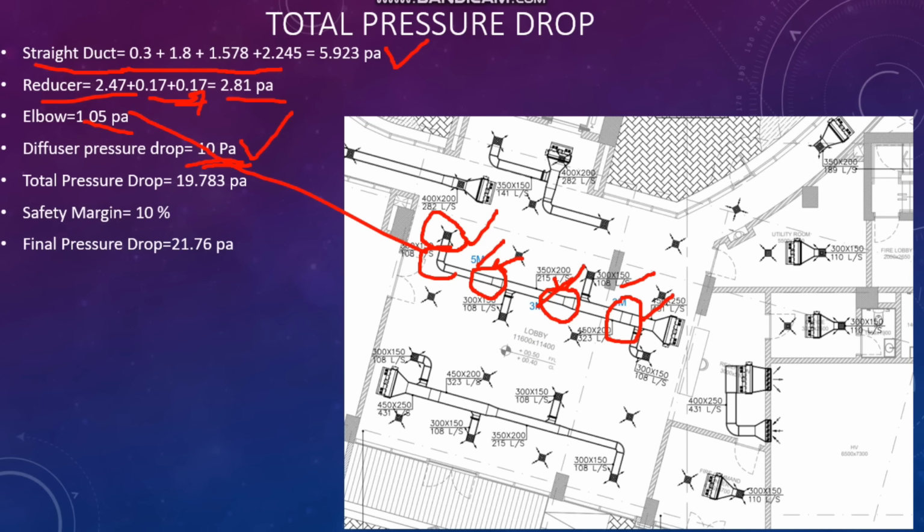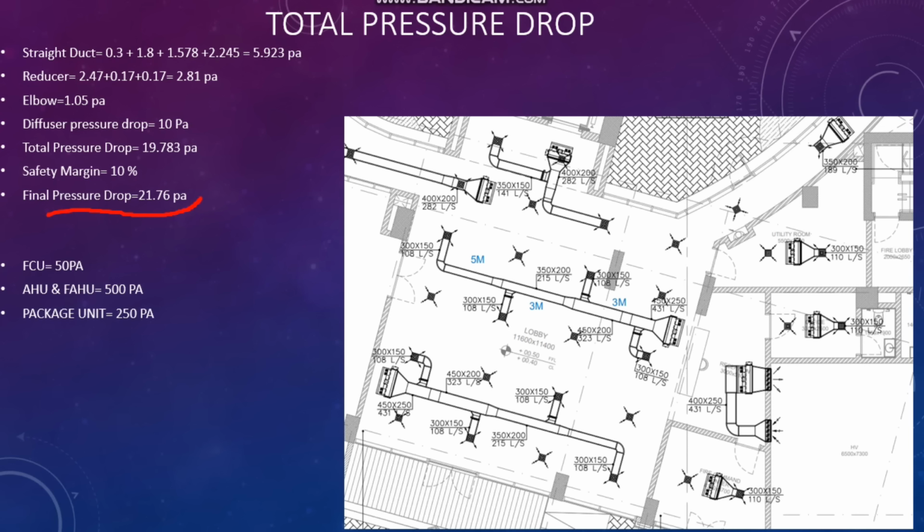So the total pressure drop, I am adding all, so you will get 19.783 Pascal, and finally the safety margin, minimum 10% you have to consider. So the final pressure drop will come to 21.76 Pascal. So when you go for the selection, you have to inform this value as the external static pressure to the manufacturer for the proper selection of the FCU.